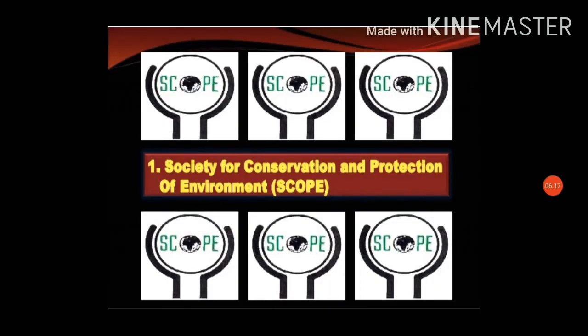Next is the organization known as SCOPE. SCOPE, that is the Society for Conservation and Protection of Environment, works with the government for mass awareness and research for the conservation of natural resources in Pakistan.